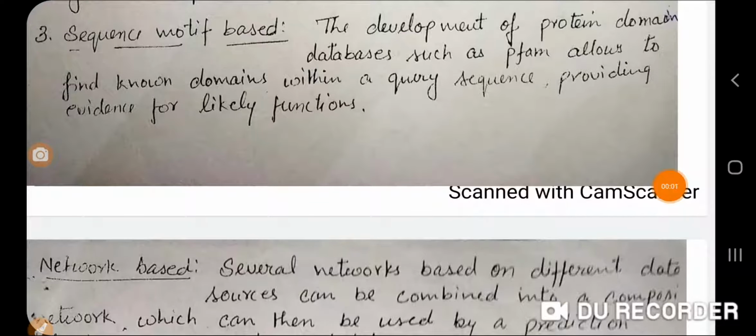Dear students, in the previous video I talked about two methods, the sequence-based method and the structure-based method, for protein function prediction. In this video I will talk about the further methods available for protein function identification or prediction. So the next method is sequence motif based.